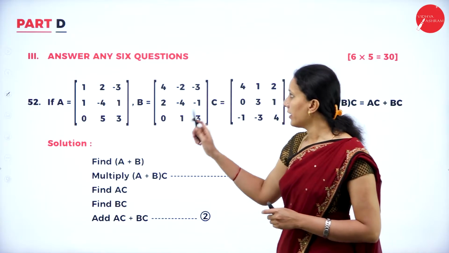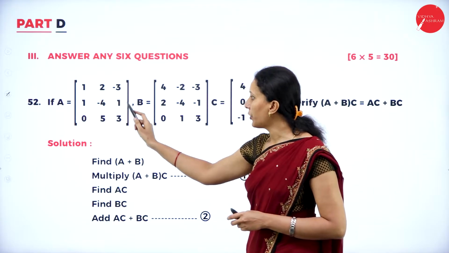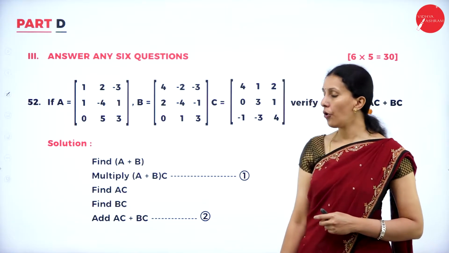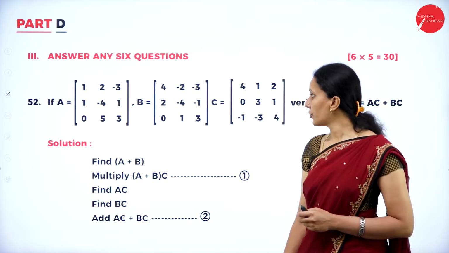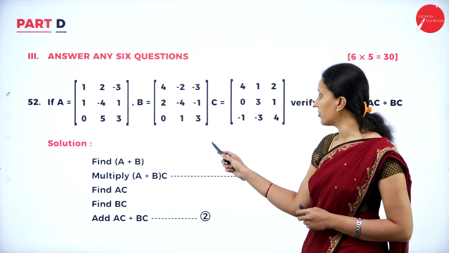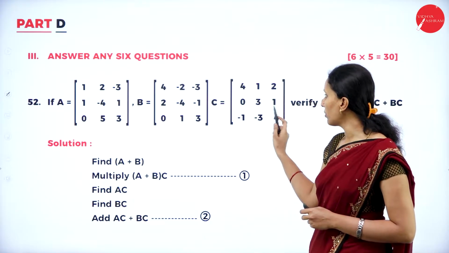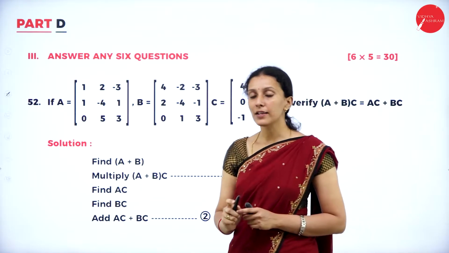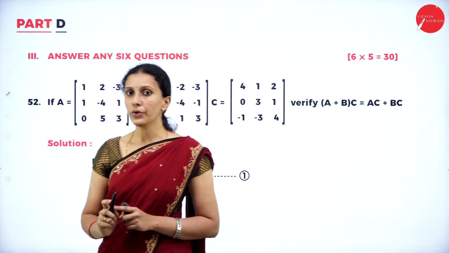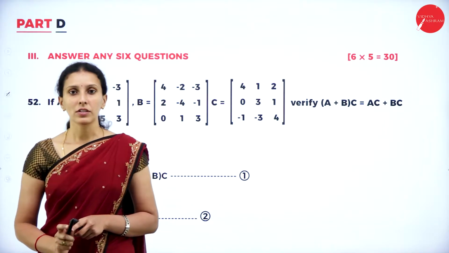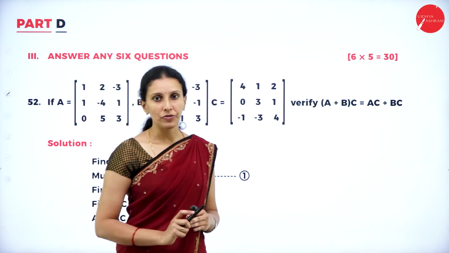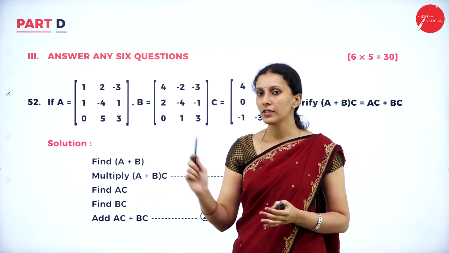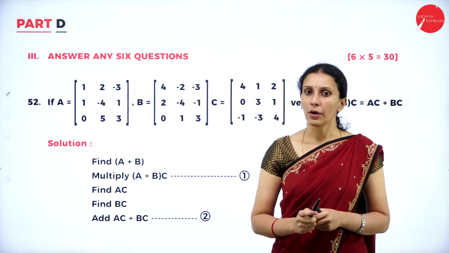Here is the question: if A is 1, 2, minus 3, 1, minus 4, 1, 0, 5, 3; B is 4, minus 2, minus 3, 2, minus 4, minus 1, 0, 1, 3; C is 4, 1, 2, 0, 3, 1, minus 1, minus 3 and 4. Verify (A plus B) C is equal to AC plus BC. So this is purely algebra of matrices. You should know how to add and multiply matrices to verify this property.